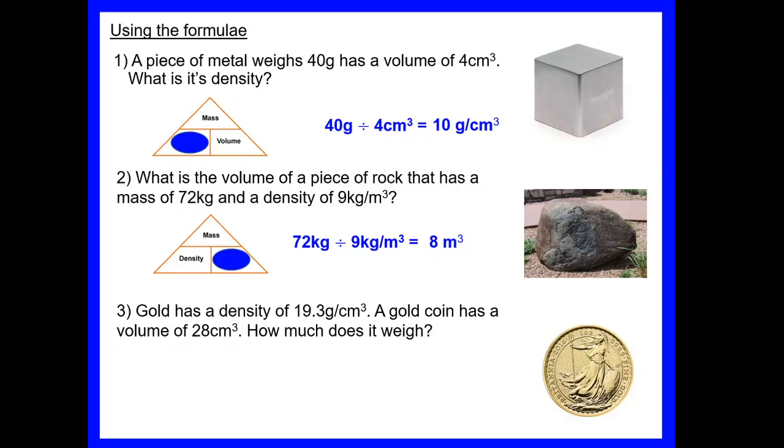And finally then, gold has a density of 19.3 grams per centimetre cubed. A gold coin has a volume of 28 centimetres cubed. How much does it weigh? So that's the mass. So we're going to cover up mass. To find mass, we do density times volume. So density of 19.3 grams per centimetre cubed times 28 centimetres cubed gives us a mass of 540.4 grams. Okay, make sure you're happy with those before you move on.